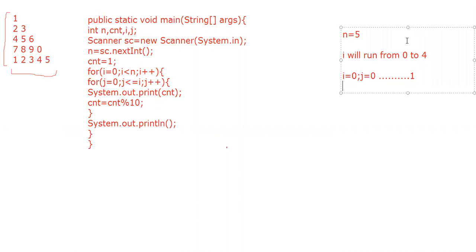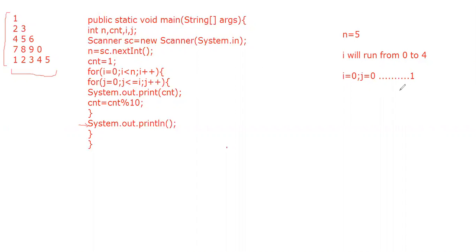Since j is less than or equal to i, we can't increment j to 1, because if we increment j to 1 using this operator, then j will no longer be less than or equal to i. So this inner loop breaks, and we come out of the loop and we are standing at this position. When we are standing at this position, we will change the line.